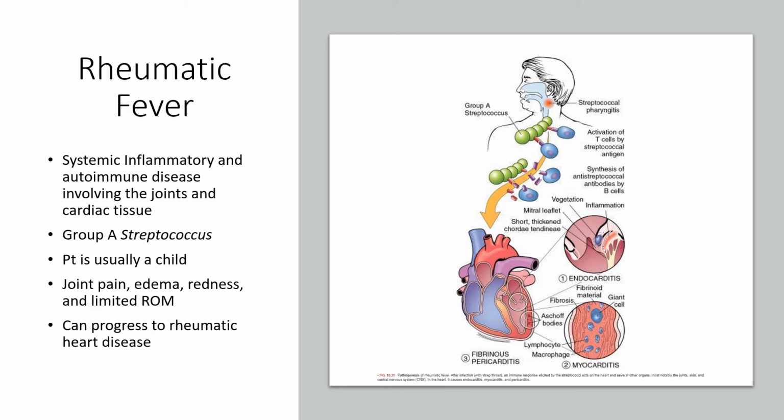Rheumatic fever is a systemic inflammatory and autoimmune disease that involves the joints as well as the cardiac tissue. This usually follows a sore throat that's caused by the group A beta hemolytic streptococci, or Staph aureus. The patients are usually very young. They're usually children that have a fever and they experience joint pain. Maybe they have a little bit of redness and swelling and even loss of their range of motion. And the joints that are usually affected are the finger, the knee, and the ankle joints.